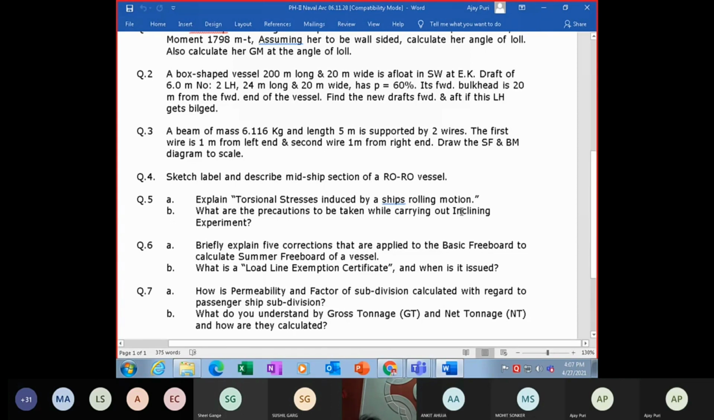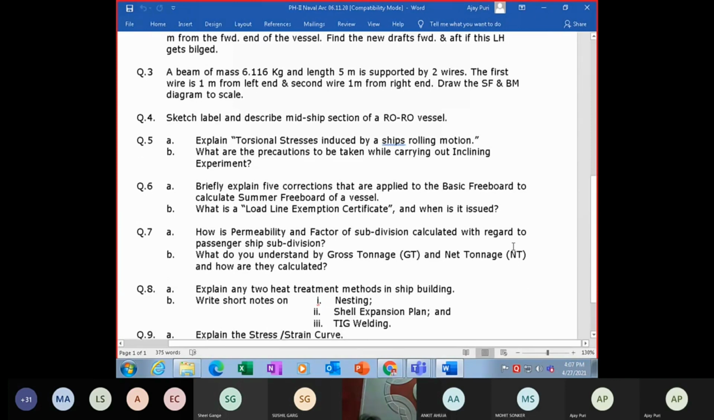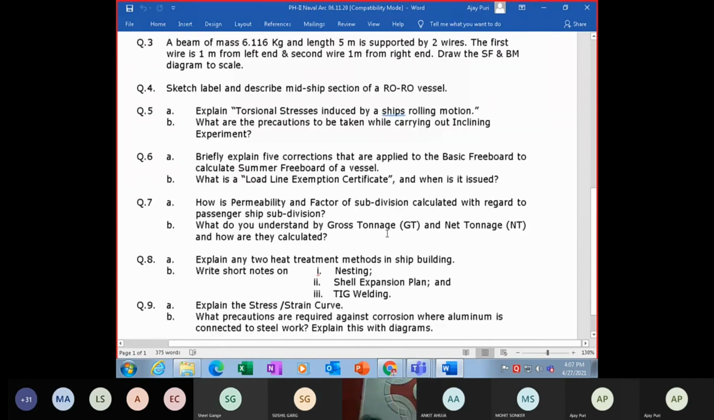We come to 6A. 6A is the 5 corrections you have to apply. B is load line exemption certificate and when it is issued. That we've done. 7A, this is the second question on tonnage. So two questions have come on tonnage here. Permeability and factor of subdivision calculation with respect to passenger ships or load line. Formulas and all you have to write and explain both. Gross tonnage and net tonnage, you have to write the formulas and explain the conditions.